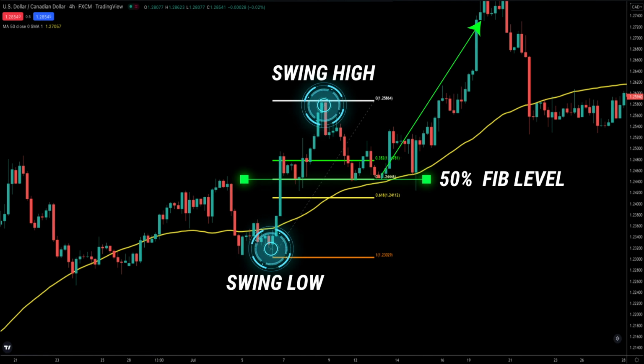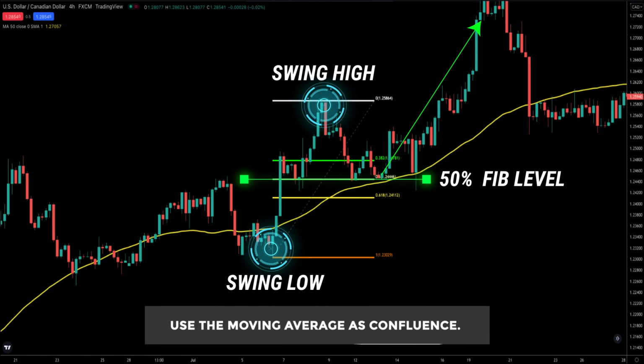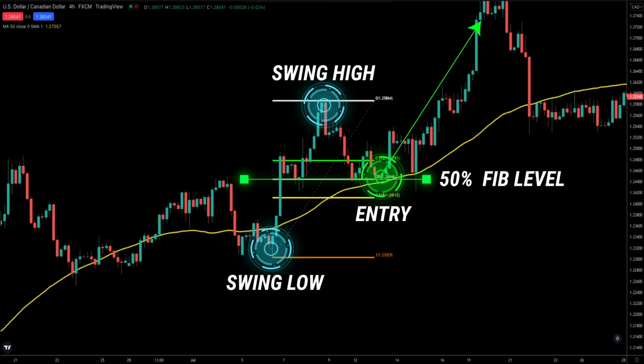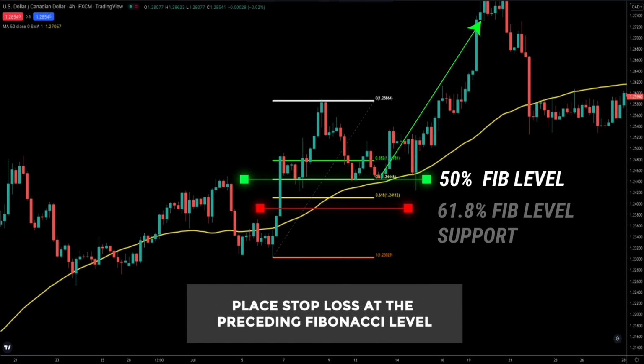As discussed, you cannot simply trade based on the Fibonacci retracement tool. That's why I use the moving average as confluence. I entered at the price point where the moving average coincided with the Fibonacci level. Since we are in an uptrend, we expect the moving average to provide support. As there's confluence with the retracement tool and the moving average, buyers came in and moved price upwards. I placed my stop loss at the next Fibonacci level, and this trade had a good risk to reward ratio.